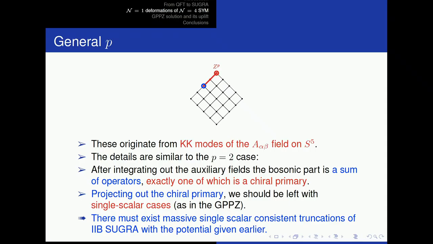So the generic case requires two scalars. But you can always arrange so that you project that additional scalar out, and then you're left with just the one that you want to deform the theory. So this argument suggests that there exist massive single-scalar consistent truncations of type IIB supergravity with the potential that they gave earlier. So that's a challenge for the supergravity community.